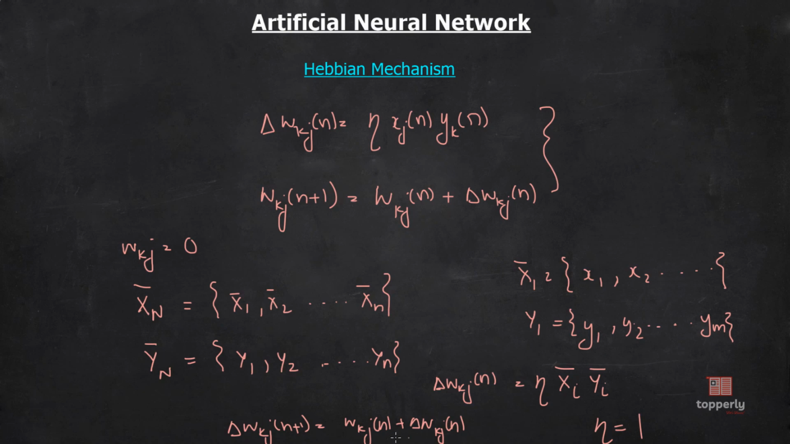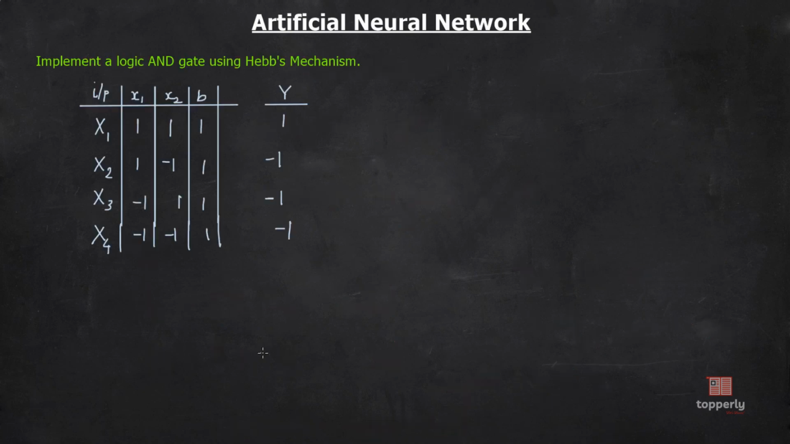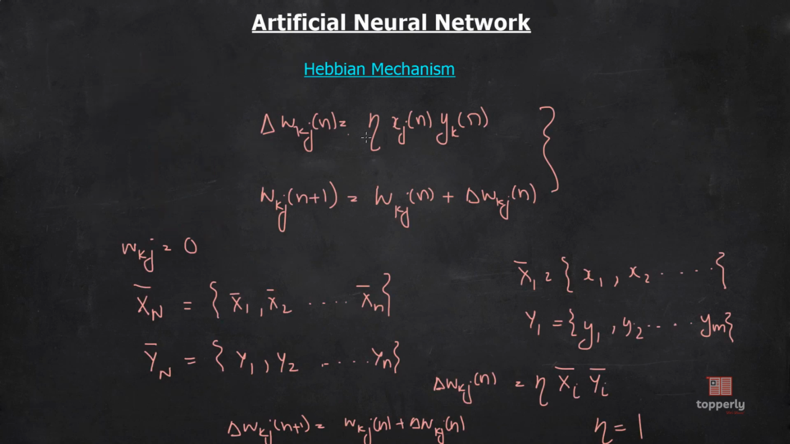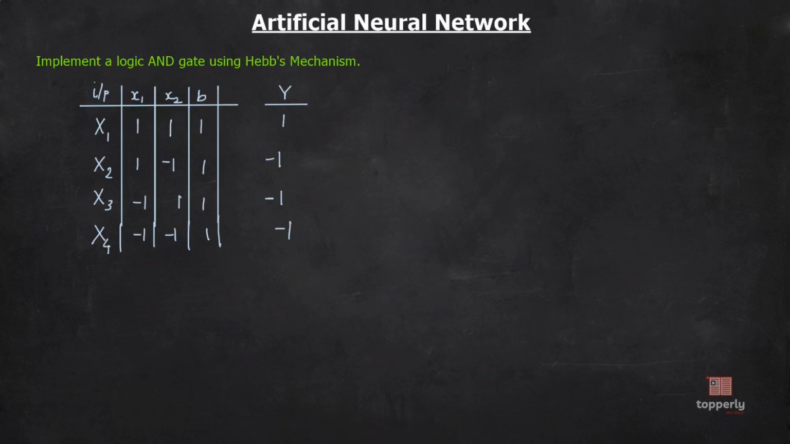Okay. Now let us move to the first question, that is implementation of logic AND gate using Hebb mechanism. See, this is the truth table for AND gate. Note that instead of 0, we have written minus 1. Why? Because if it was 0, then when we try to update the weight, this xj term will become 0. Therefore, the updated weight or the change in weight delta wkj will be 0. In order to tackle that problem, we had written minus 1 instead of 0.